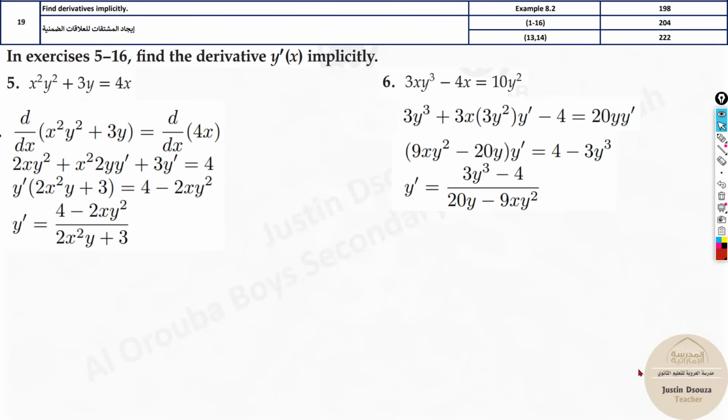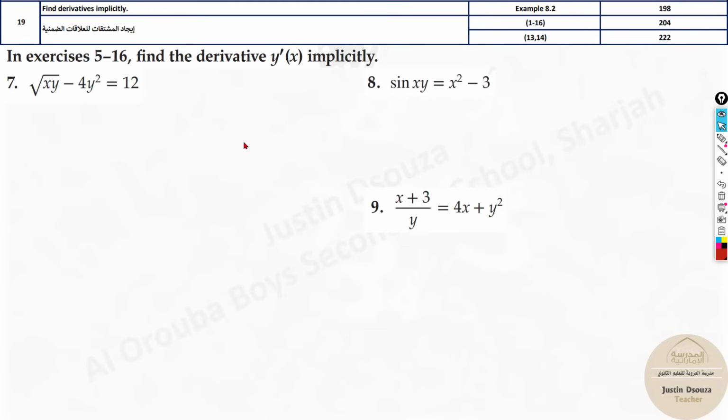Again, I'm looking for any other different type of problems, but now over here in these problems 5 to 16, you just have to derive them implicitly, nothing else. So it's so easy now. We will do, say, one of the problems here.